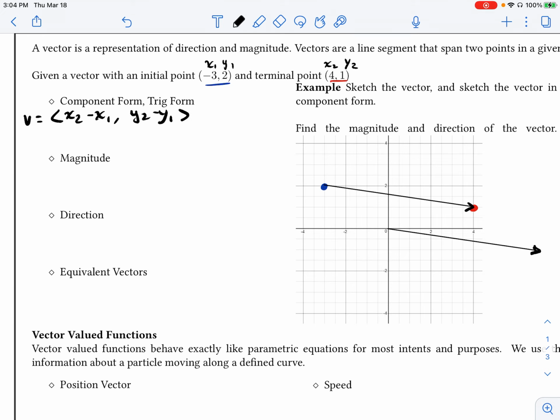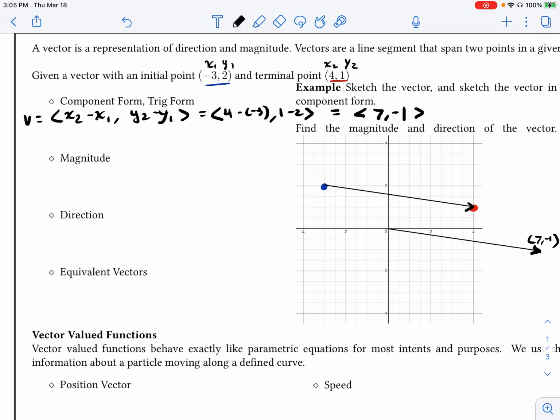So what would that look like here? We would say that that is equal to, in this case, 4 minus negative 3, and then 1 minus 2. And so all of that comes out to the following component form, 7, negative 1. And so we'd see here that this vector is equivalent to the vector that ends at the point 7, negative 1. And that seems to be pretty close to what I've drawn there. So there we have that.